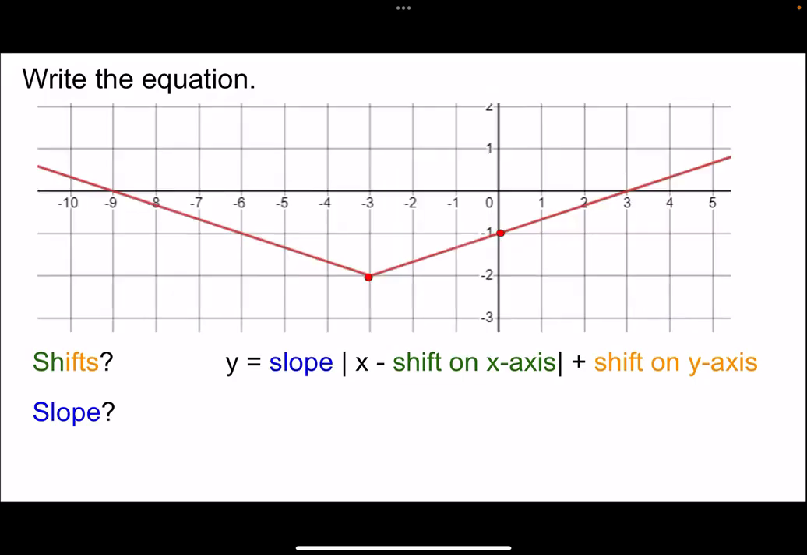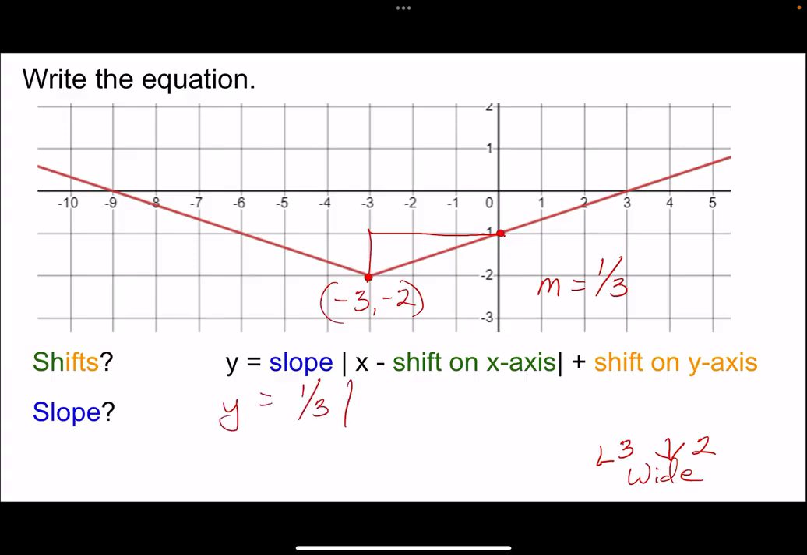Okay, same idea here. Vertex is at negative 3, negative 2. Slope, up 1 over 3, so that's a 1/3. Shifts, left 3, down 2, wide. So y is equal to 1/3 absolute value of x plus 3 minus 2. That's how we write the equation.